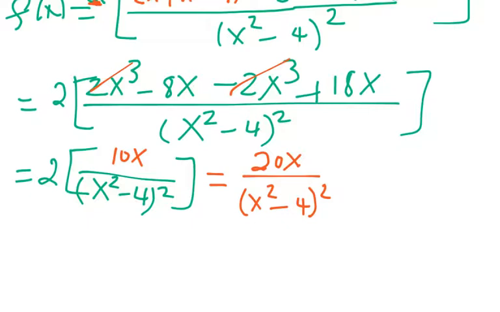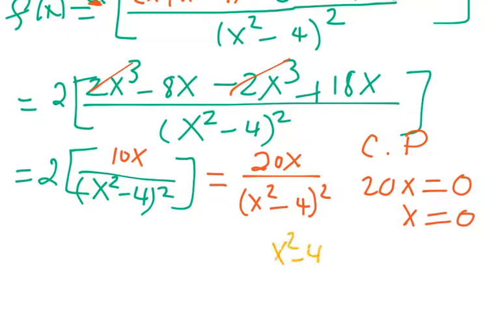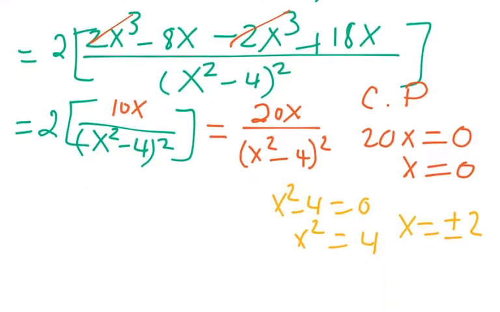Right, so we're going to find the critical points. I see that 20x equals 0, so one of the points will be 0. Then we also check the denominator, so x squared minus 4 equals 0. So x squared equals 4, and another point that we're going to deal with is plus or minus 2. Alright, so we will check our values.